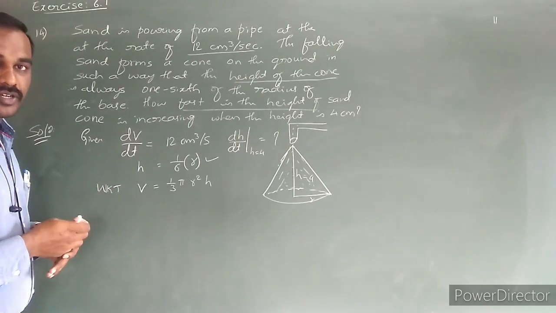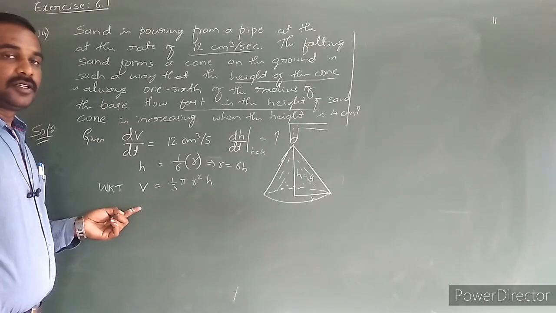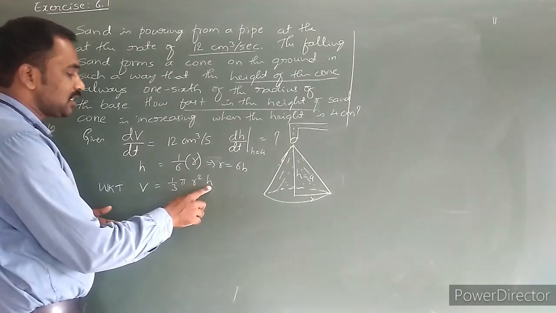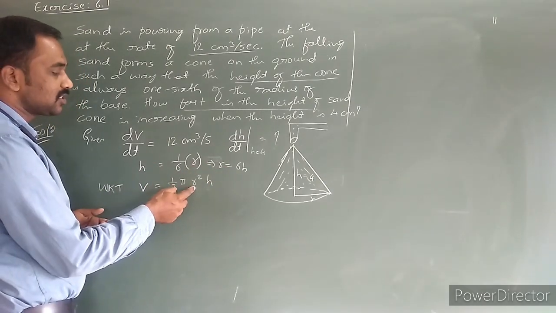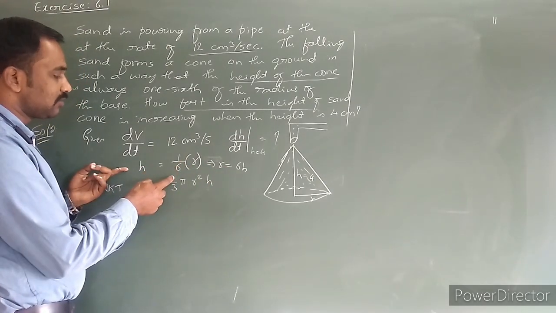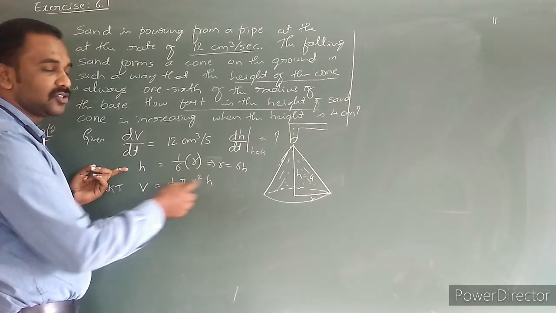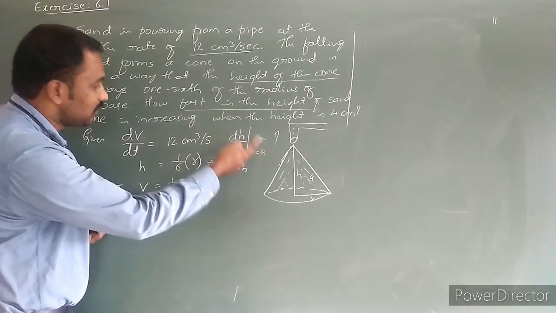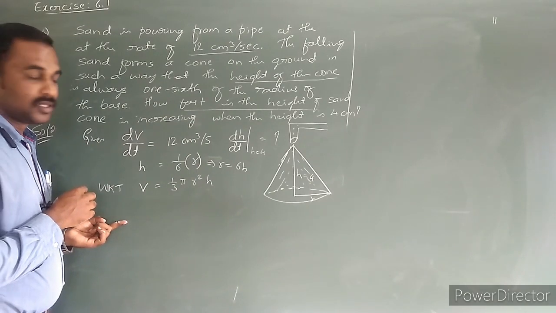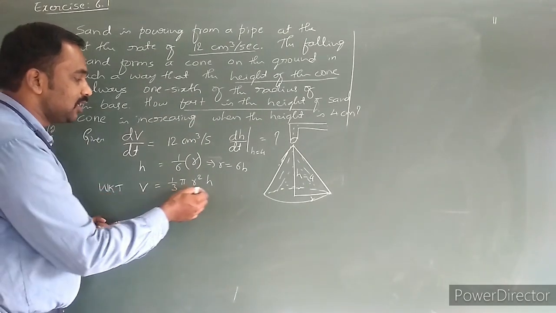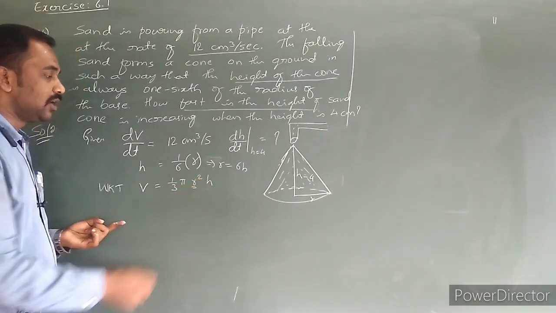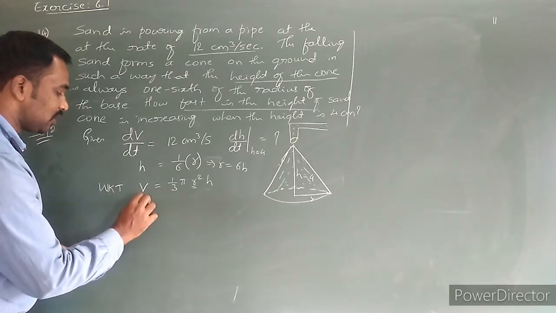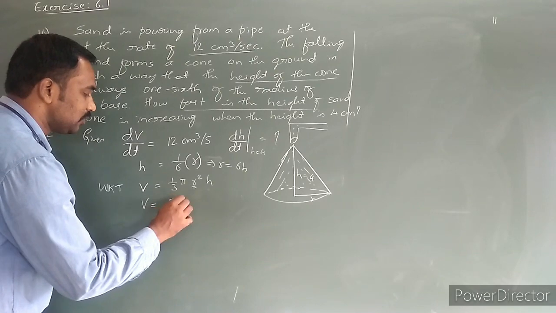Which value are we going to replace? Here we are going to change either the h value or the r value. If we replace the h value in terms of r, h is 1/6 r, and we get r cube. Then differentiating with respect to time, we get dr by dt. But we don't have dr by dt in the given data. For that reason, instead of replacing the h value, it is better to replace the r value. What is the r value? r is equal to 6 into h.